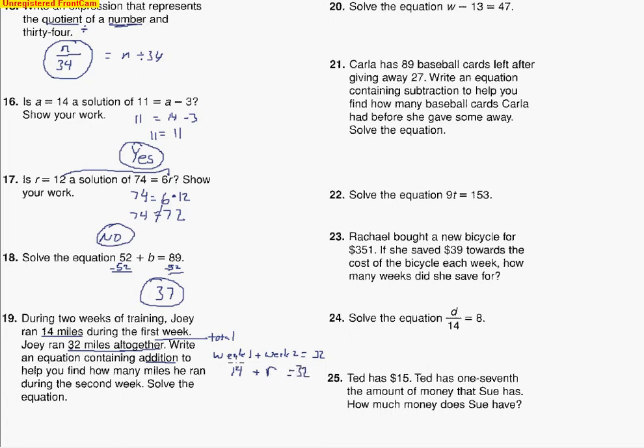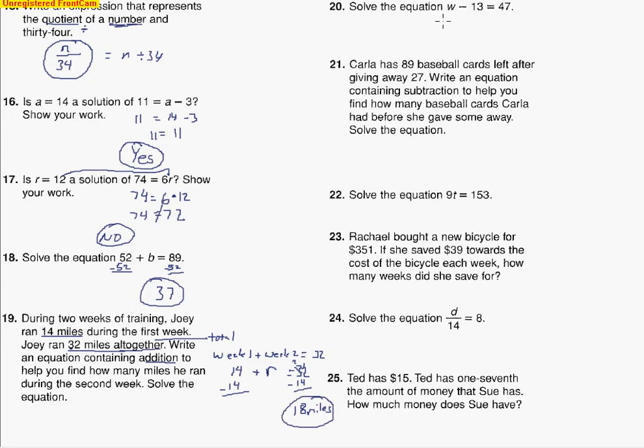So there is an equation. So that's one thing we're supposed to do. The next thing is to go ahead and solve. And so we go ahead and subtract the 14 from both sides. Got to borrow a little bit here. And we go ahead and do the subtraction from this point, and we end up with 18. So 18 miles is how far Joey ran that second week.